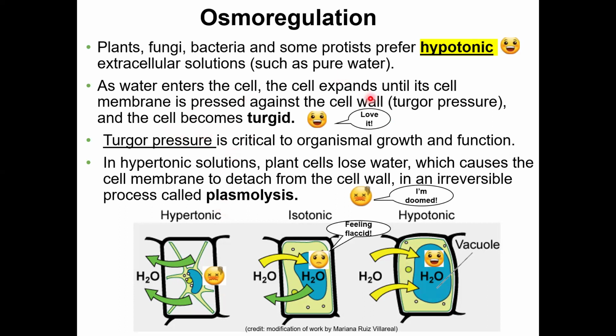Now, turgor pressure is very critical to keep the organism's growth and function proper. And if it goes into a hypertonic stage, it causes an irreversible process called plasmolysis. And this is not good, considering it looks like this, where it's all shriveled up inside, getting a bit shrunk down.